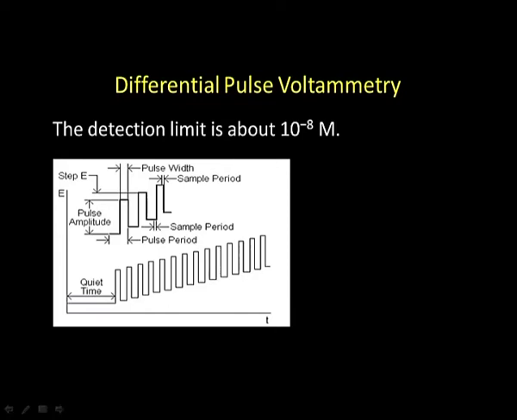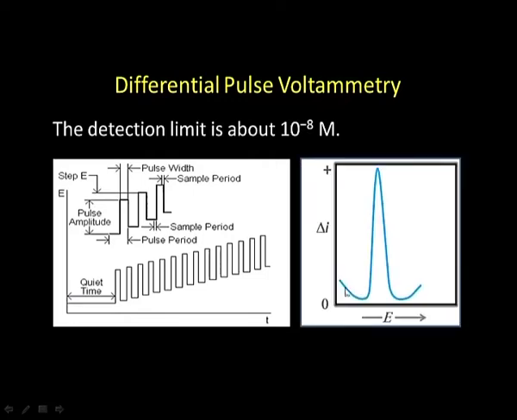Here you can see this is a linear ramp and we are superimposing a pulse at different times. The result is that when we plot the difference of currents before and after the application of the pulse, for each pulse, we get a peak like shown here. This is the advantage of differential pulse voltammetry.